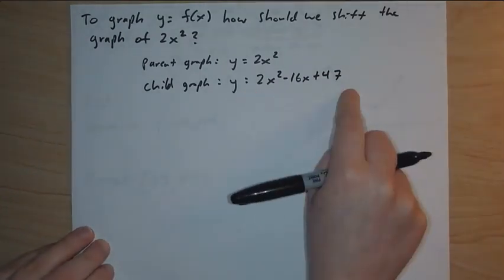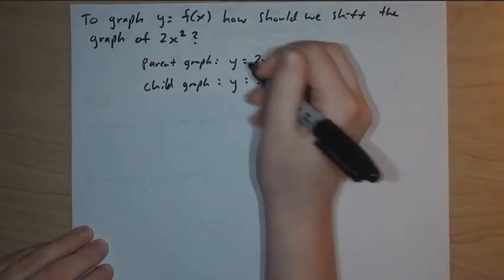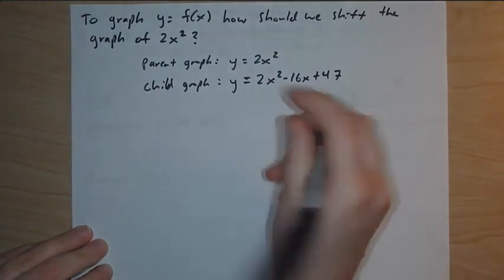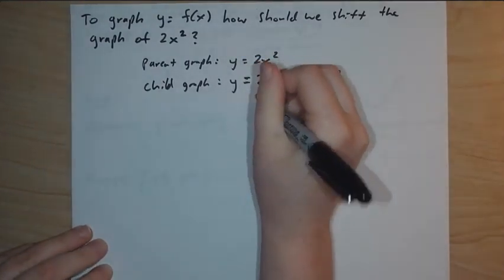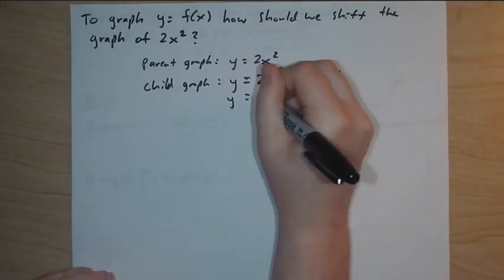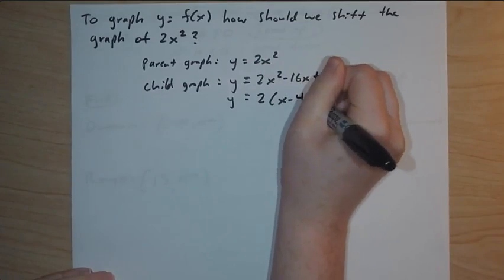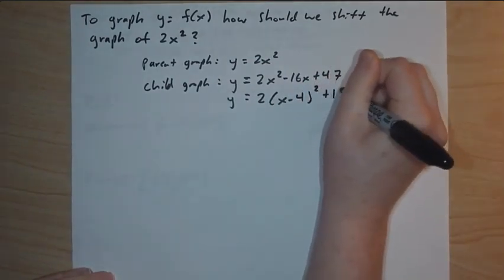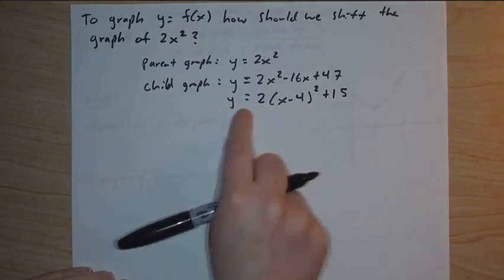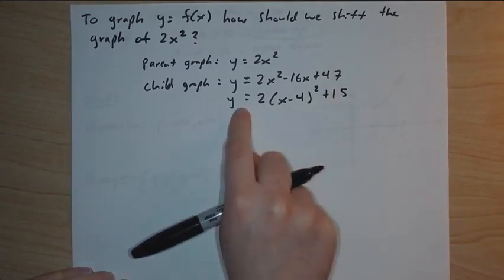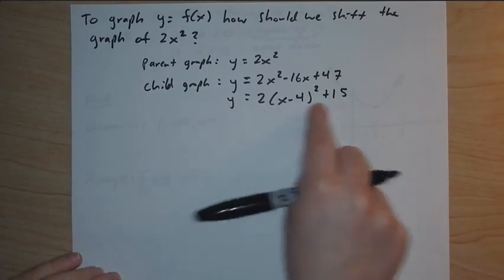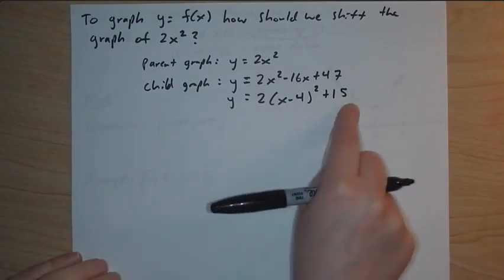Now, this is in standard form. I'm actually going to show transformations in the vertex shifted form. So I'm going to rewrite this as y is equal to 2 times (x minus 4) squared plus 15. If we have it in the vertex or shifted form, it's way easier to actually see any kind of translations or shifts that we have moved in a graph.